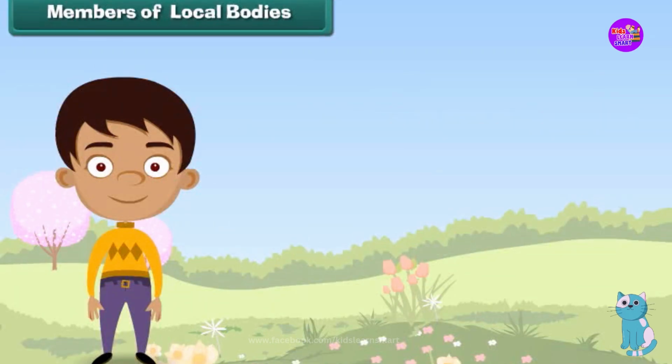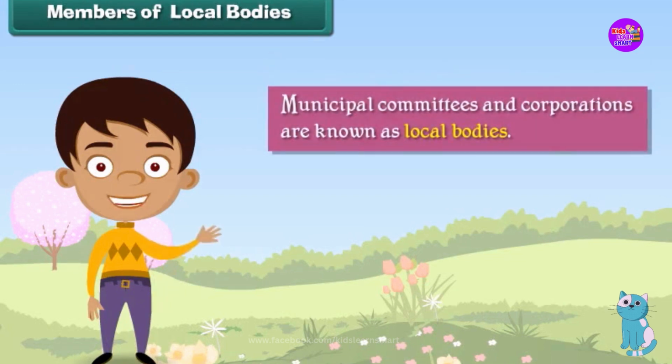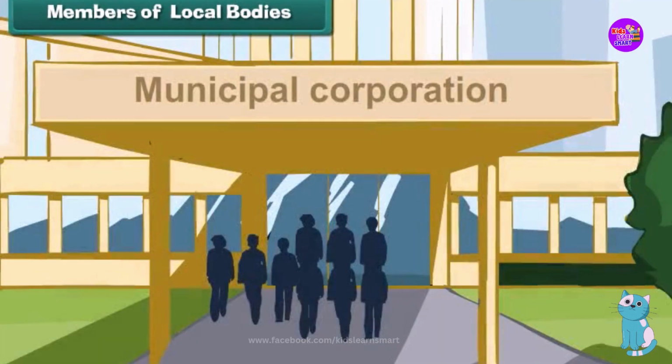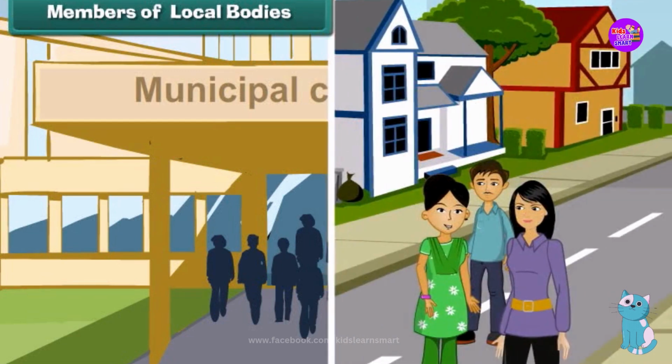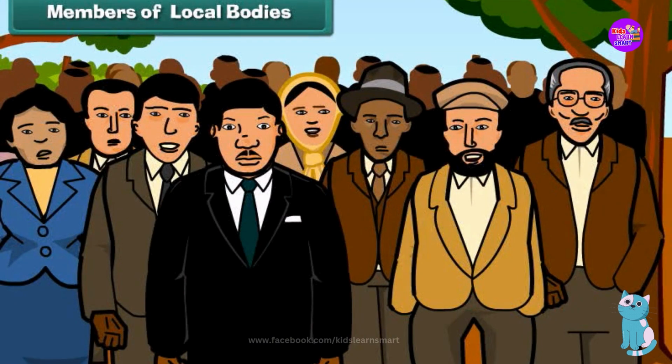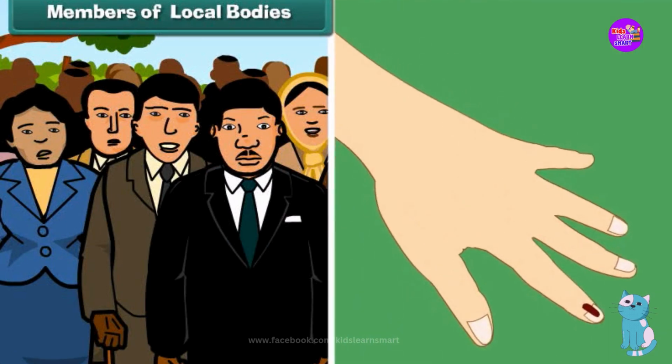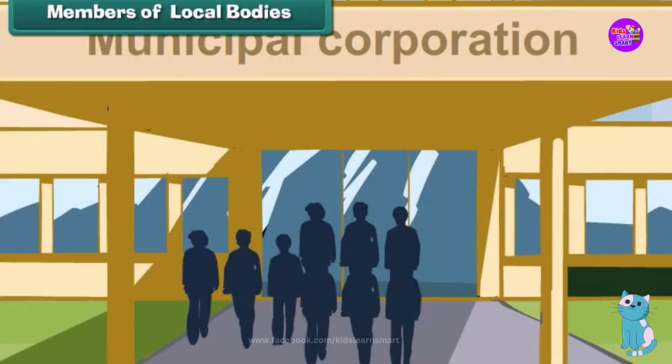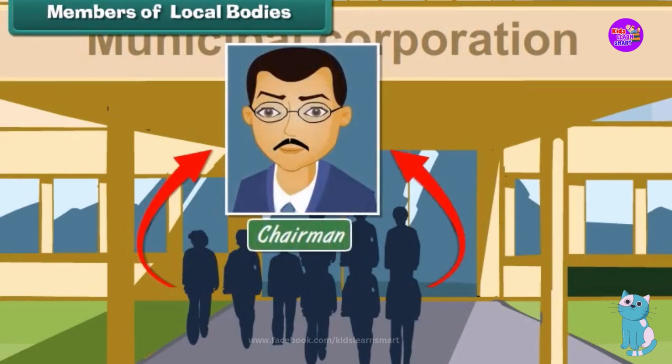Members of local bodies. Municipal committees and corporations are known as local bodies. Members of the municipal committee or corporation of a town or a city are elected by the people of that town or city. All men and women who are 18 years of age or above are allowed to cast their votes in municipal elections. The elected members of a municipal committee or corporation elect their chairman. In big cities, the chairman is called the mayor. He is the head of a municipal committee or corporation.